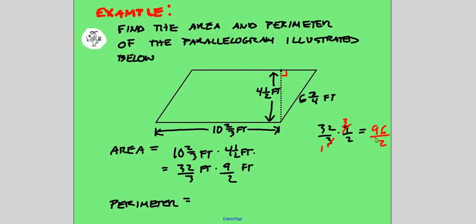So I could go with 96 over 2, but let's actually do a little further reduction before we do that. Notice that 32 divided by 2 is 16 over 1. So I end up with 16 times 3, which is 48 over 1. So the area here is going to be just a whole number, it turns out, 48 square feet.